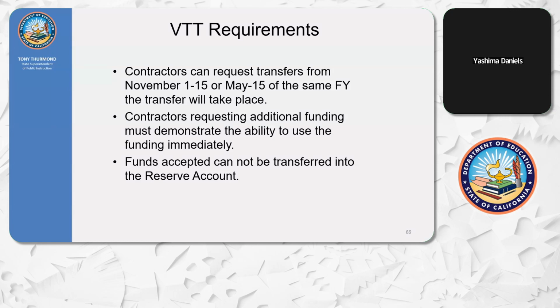For those requesting additional funding, you must be able to show that you can use the funds immediately or already be over-earning your contract MRA, meaning you have reimbursable costs in excess of the MRA. The funding from transfers is not intended for renovations or repairs or purposeful over-enrollment. VTTs cannot be transferred into the reserve account.